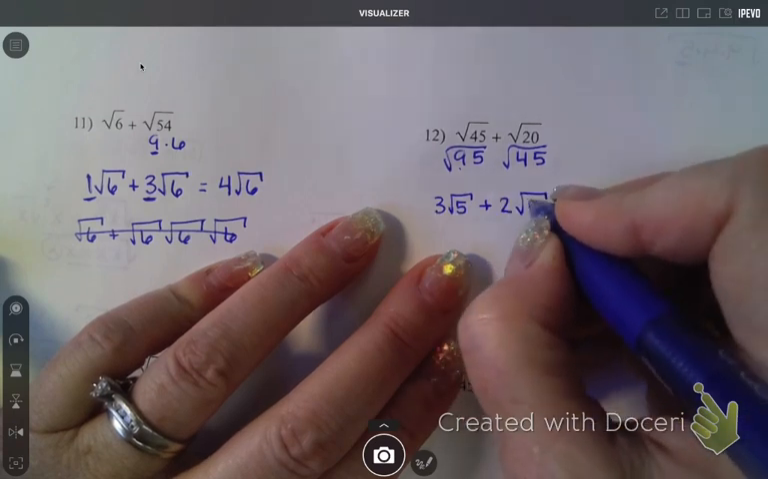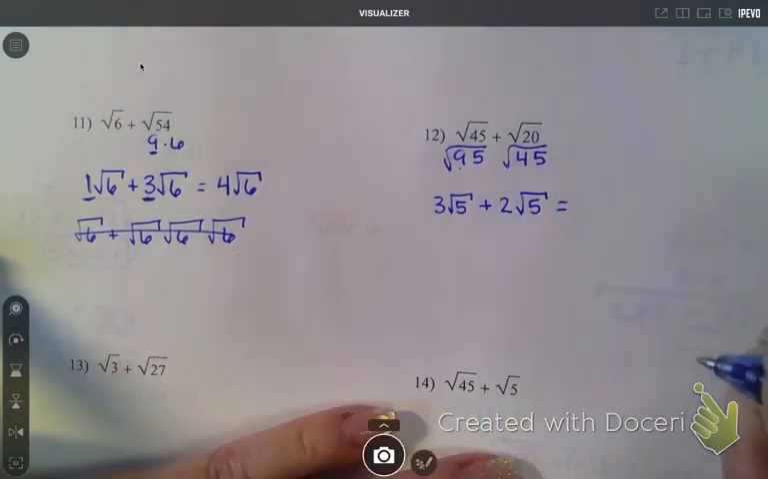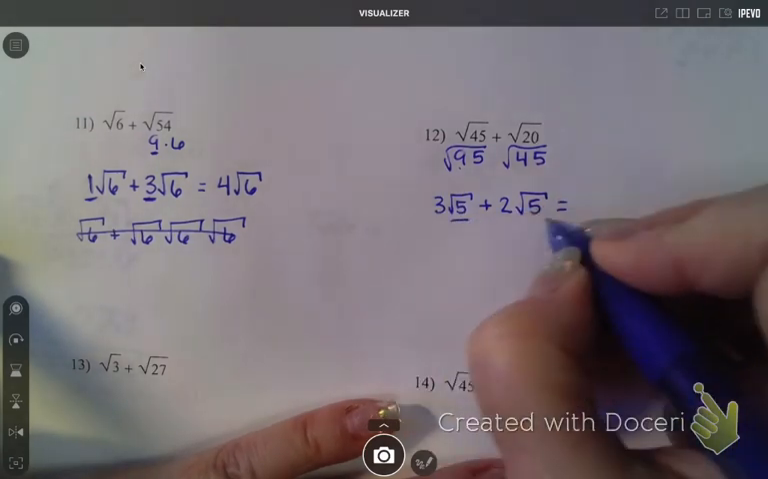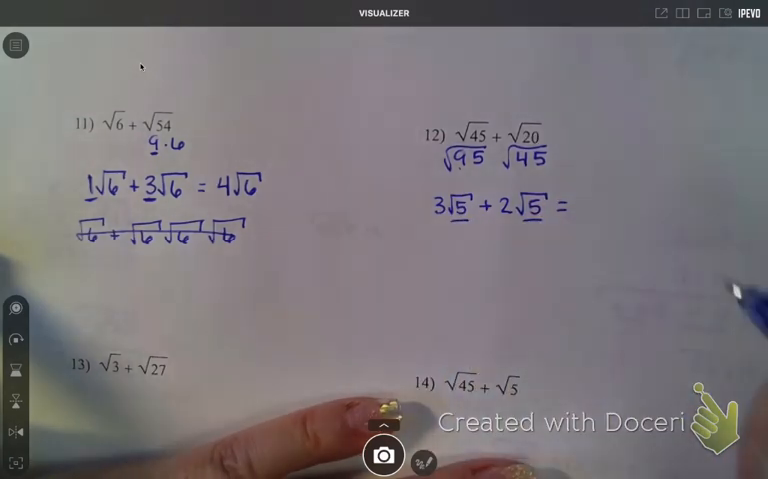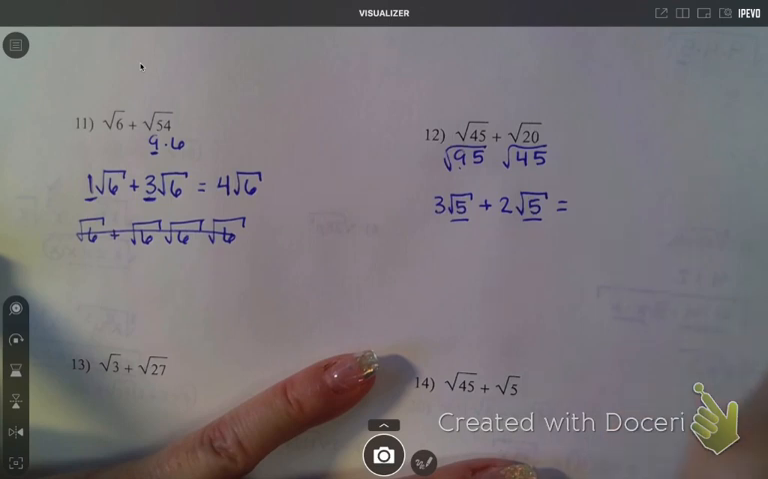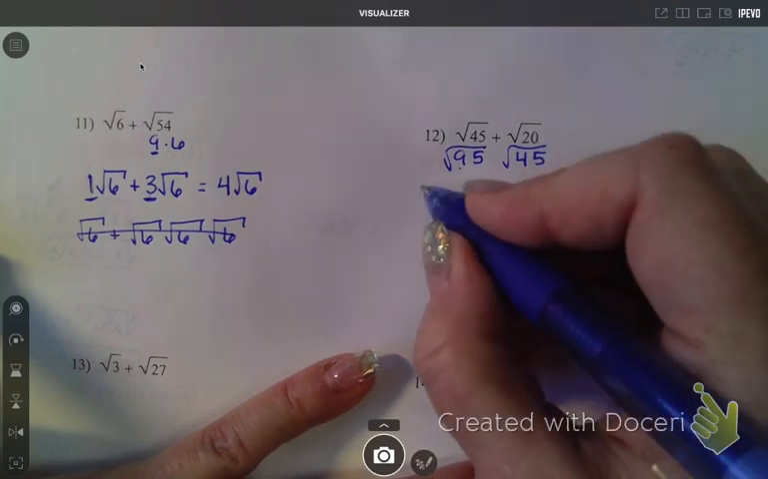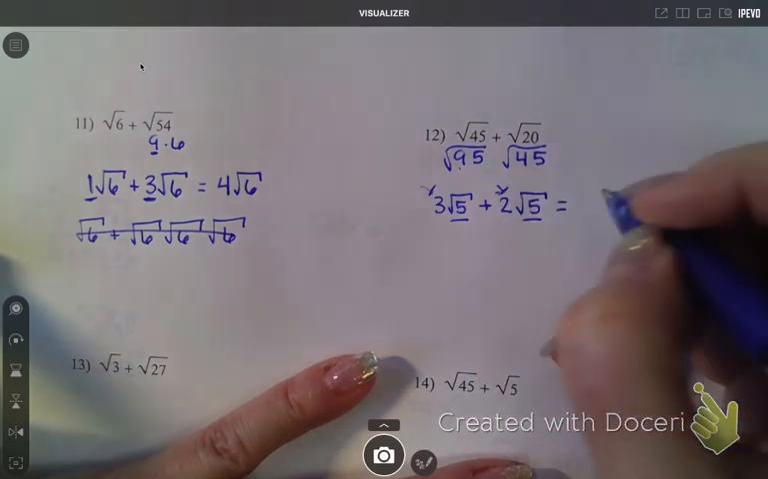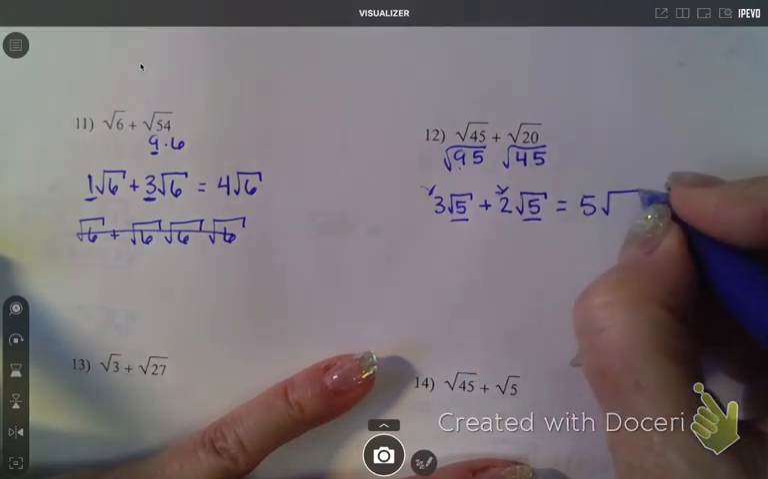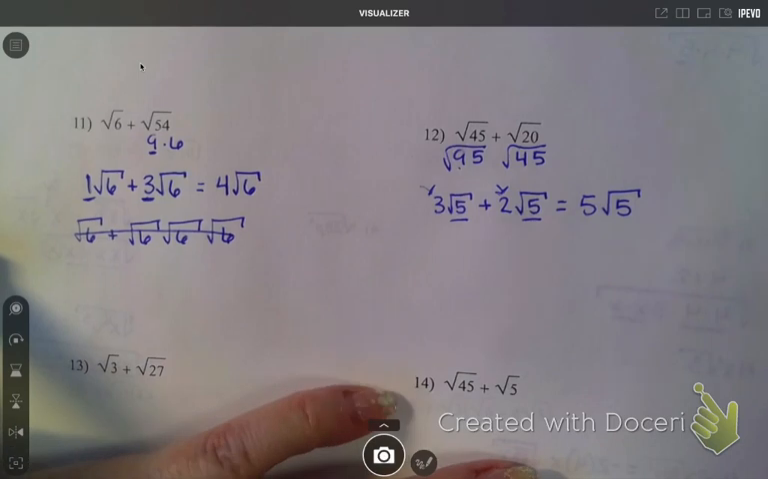So are they alike, Henry? No. I have square root of 5 and square root of 5. Are they alike? It doesn't matter. Are the square roots the same? Yes. Okay, so how many square roots of 5 do I have? I have 3 and I have 2. I have 5 square root of 5s. Did you guys get 5 square roots of 5s?